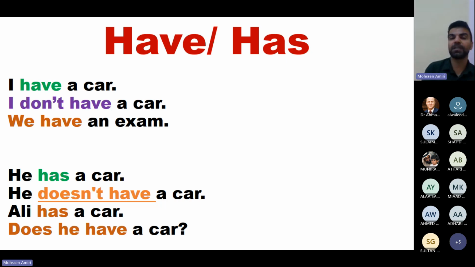Sure, this part is difficult, and most of the students don't know. Does he have a car? Yes, he does. No, he doesn't. Then you need to be careful about these questions.